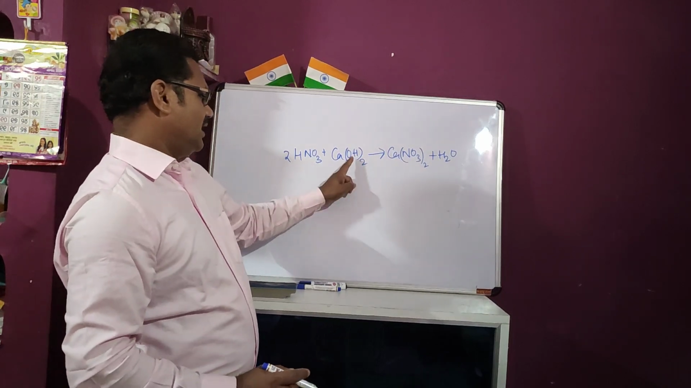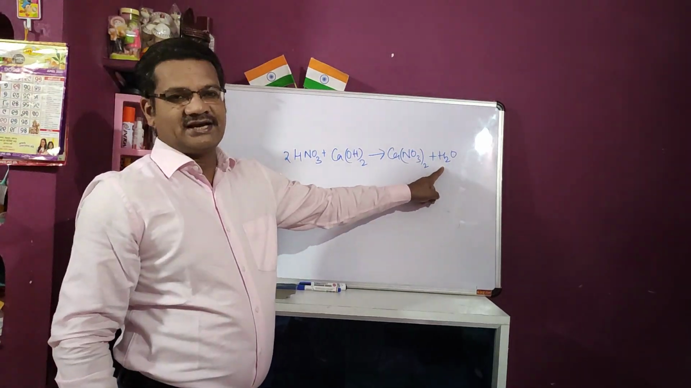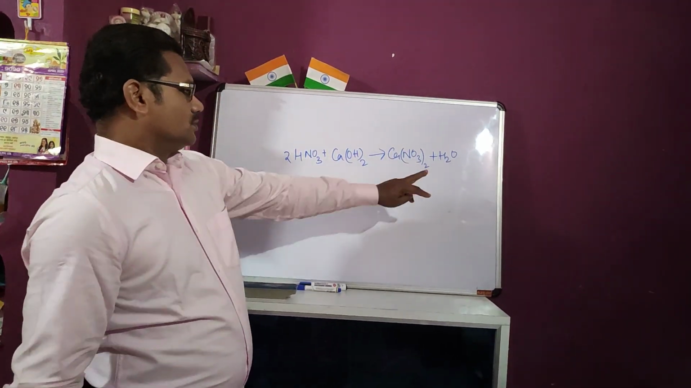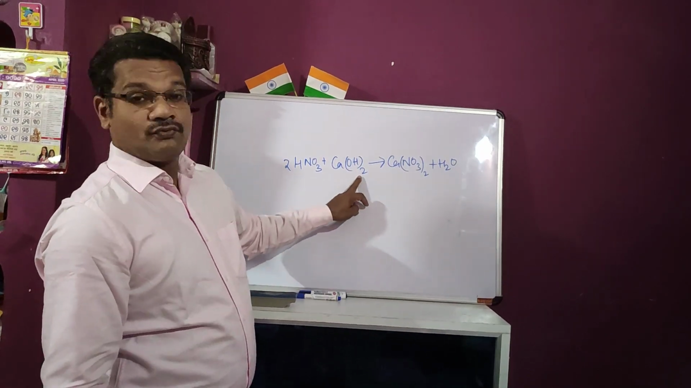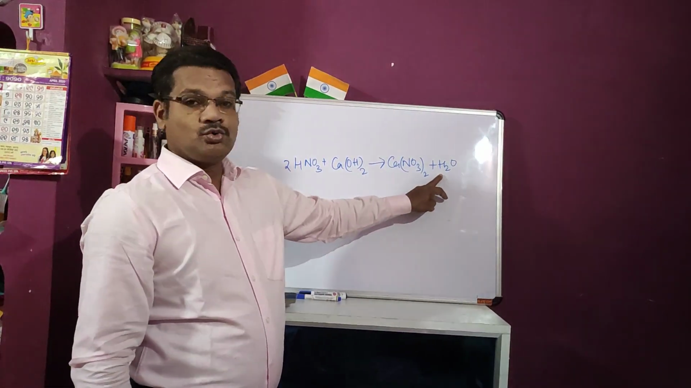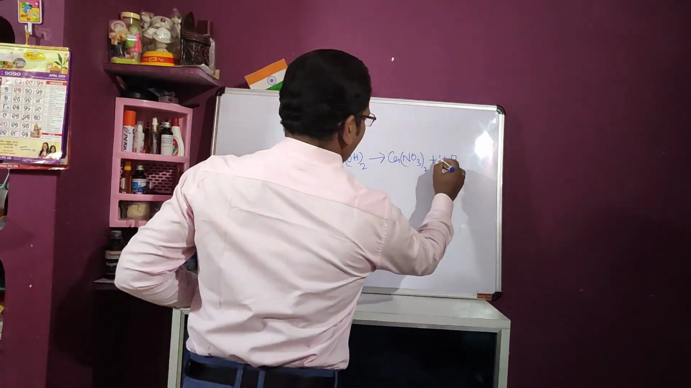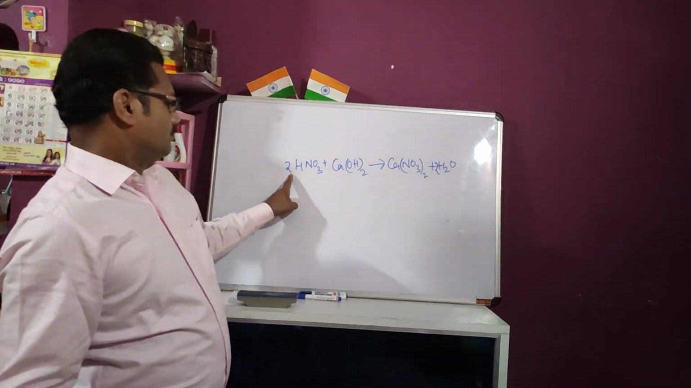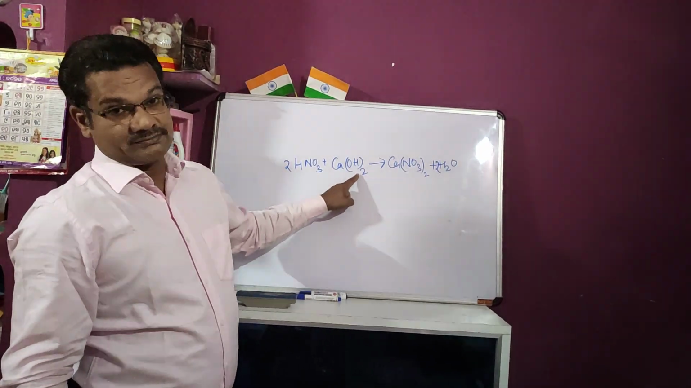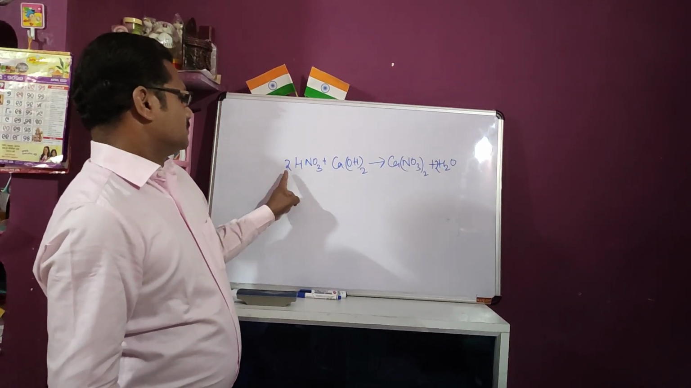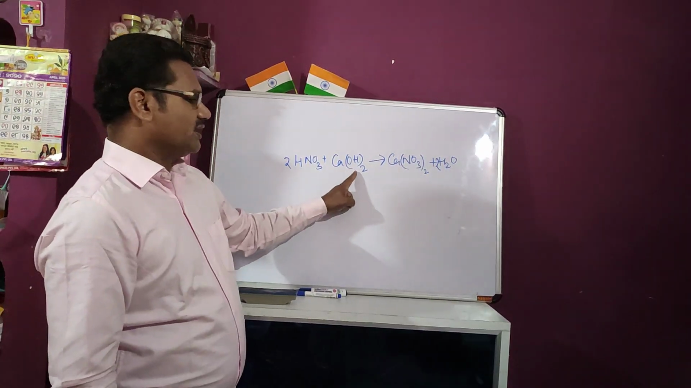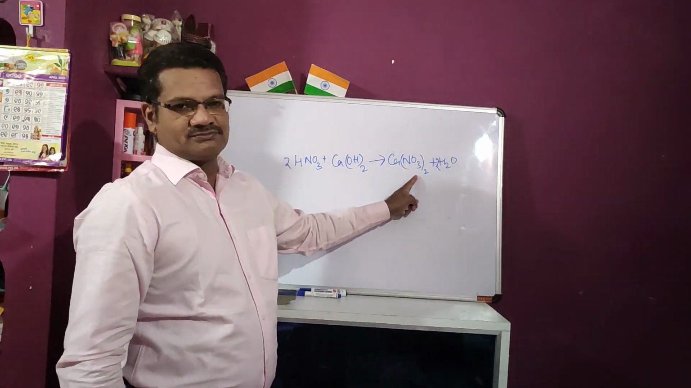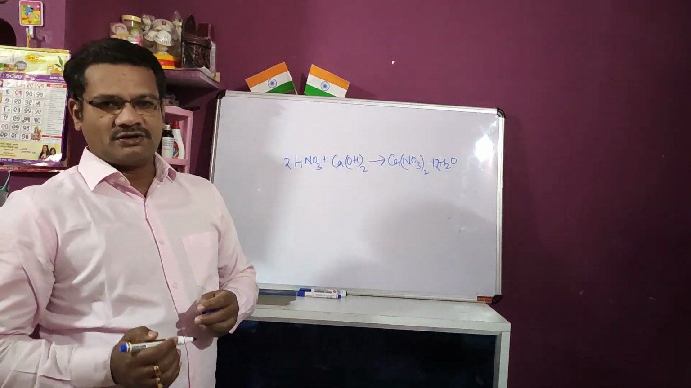Then hydrogen. Here there are 2 atoms of hydrogen, and here there are 2 atoms of hydrogen. Oxygen. Here there are 2 plus 2, 4 atoms of hydrogen. But here 2 atoms of hydrogen. So I shall multiply by 2. 4 atoms of hydrogen, 2 plus 2, 4 atoms of hydrogen. Now oxygen, 2 into 3 is 6, here 2, 8 atoms of oxygen, but here 2 atoms of oxygen and here 6 atoms of oxygen. So total 8 atoms of oxygen.